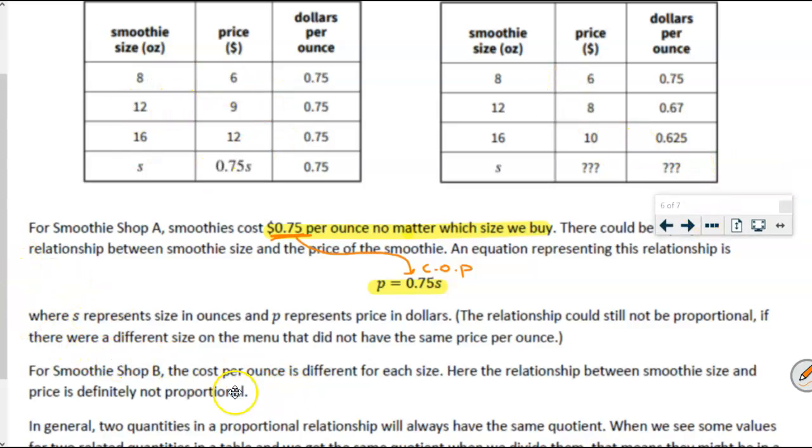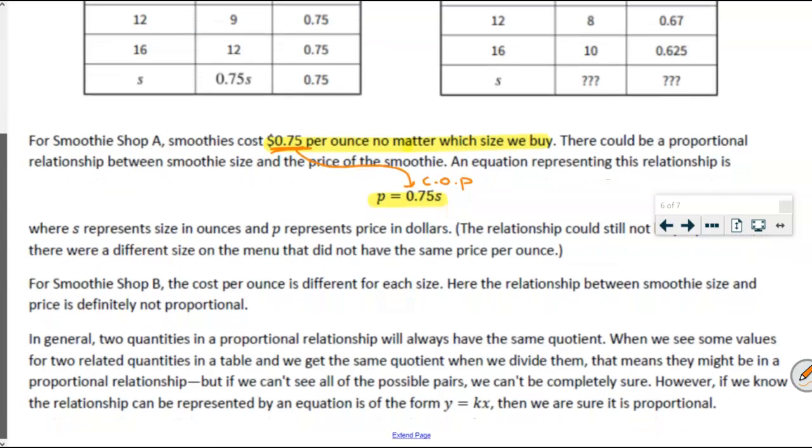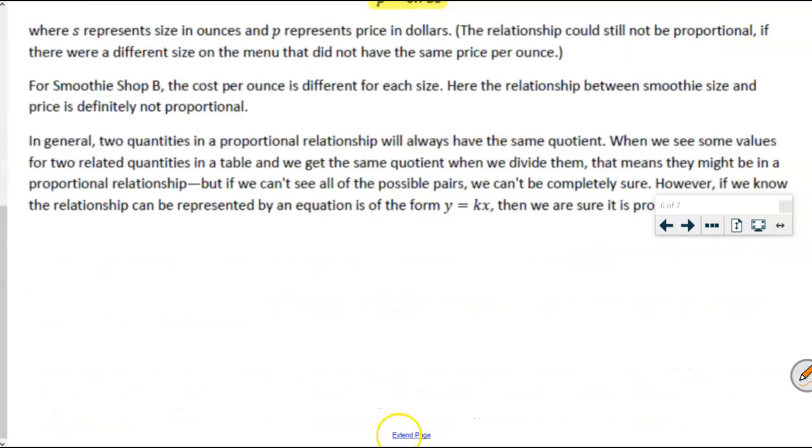For smoothie shop B, the cost per ounce is different for each size. Here, the relationship between smoothie size and the price is definitely not proportional. You can see that the more you buy, the cheaper per ounce it gets. These guys are giving you a deal if you end up buying more. And so it's definitely not proportional, and we cannot write a proportional equation for that.